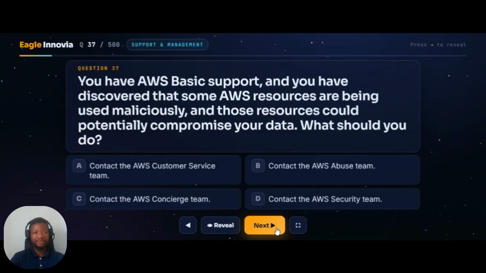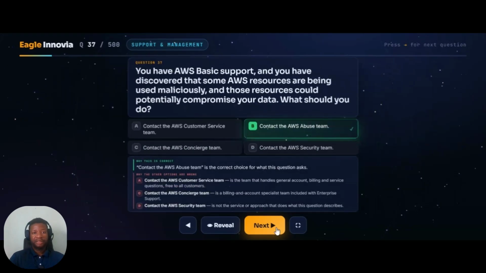Question number 37. You have AWS basic support, and you have discovered that some AWS resources are being used maliciously, and those resources could potentially compromise your data. What should you do? A. Contact the AWS customer support service. B. Contact the AWS abuse team. C. Contact the AWS concierge team. D. Contact the AWS security team. The correct answer is contact the AWS abuse team.